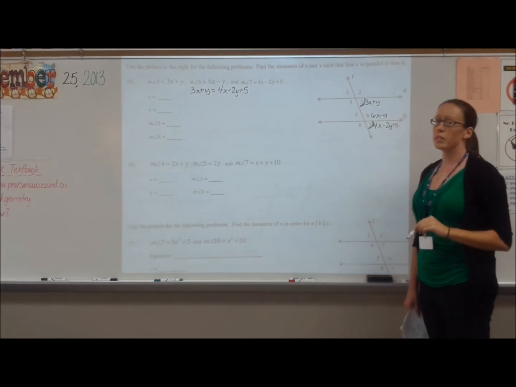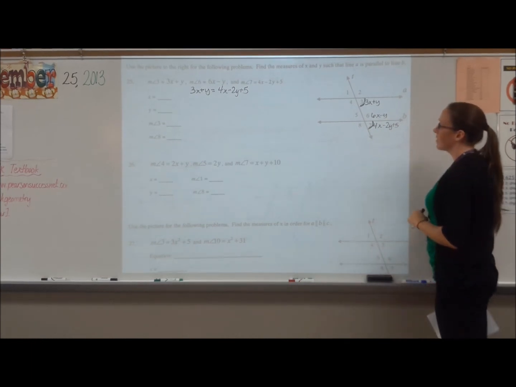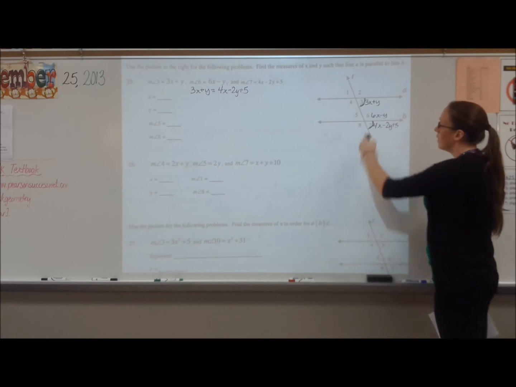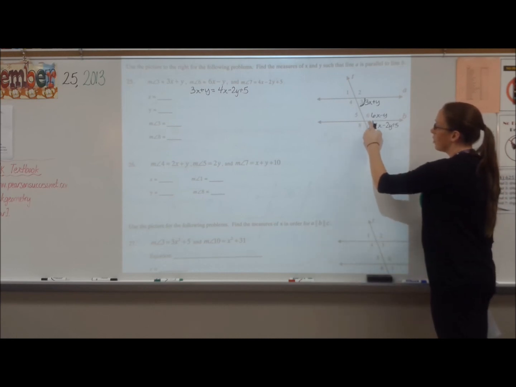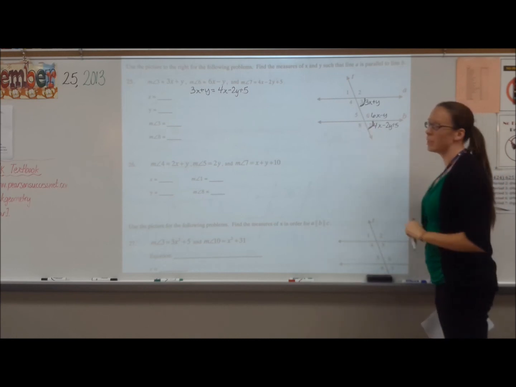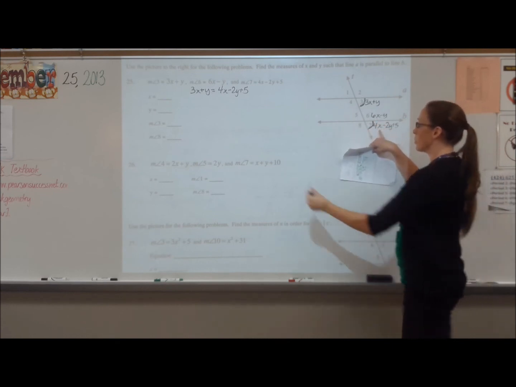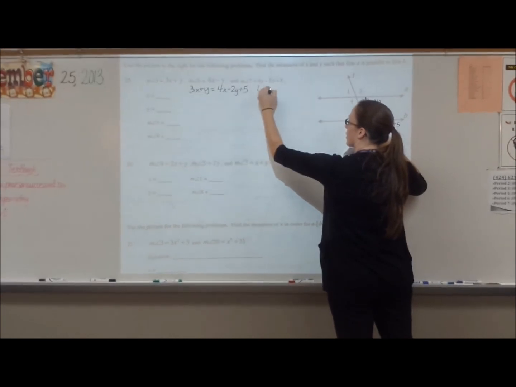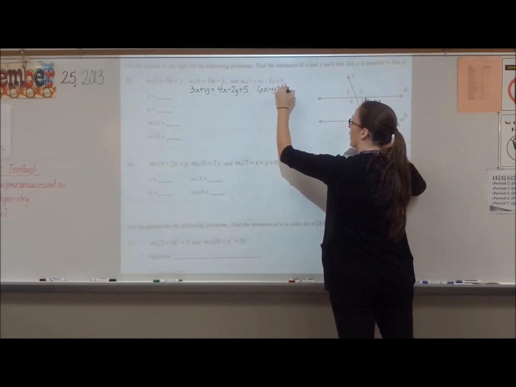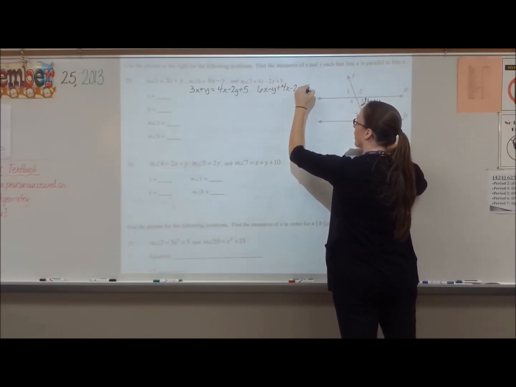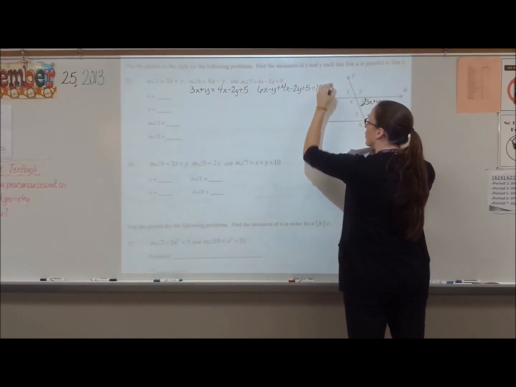Next relationship we need to see. Take a look at 6 and 7. 6 and 7 in our picture are a linear pair. They are supplementary. So we need to add these two angles together, set them equal to 180. 6x minus y plus 4x minus 2y plus 5 has to equal 180.